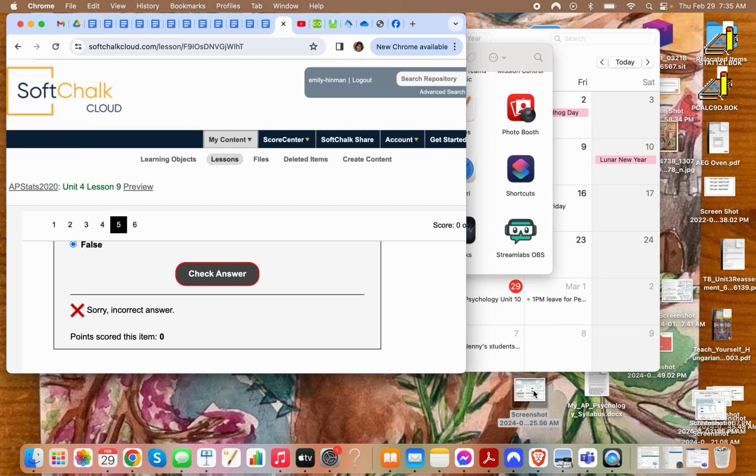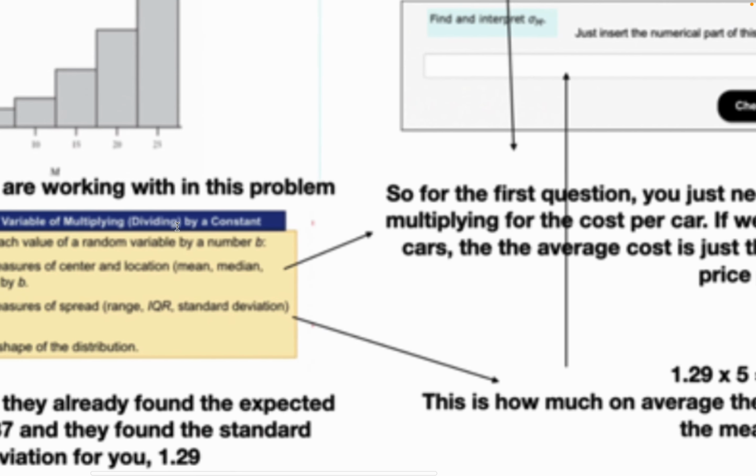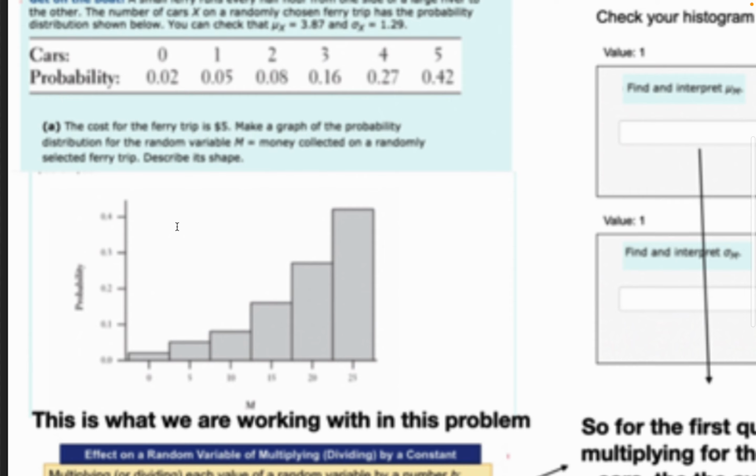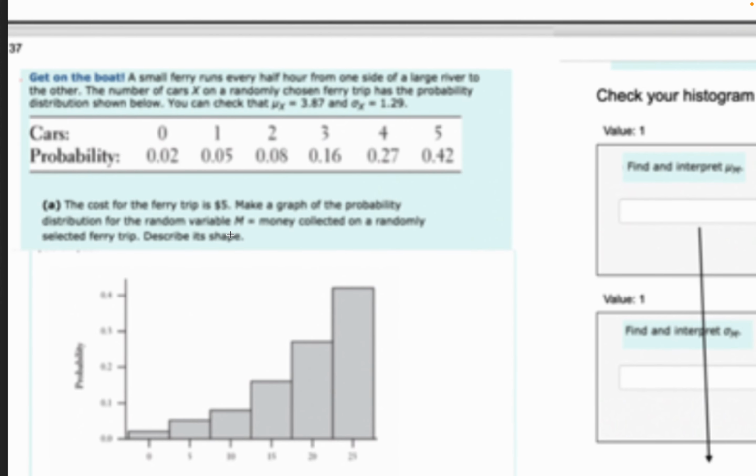Okay, so we're working on this question 41. I have it big here so it comes up. And with all of these questions, you've got to make sure that you really understand the context of the problem. So that's why I'm going back. The problem you asked about, we have to go back to question 37. So let's look at it.